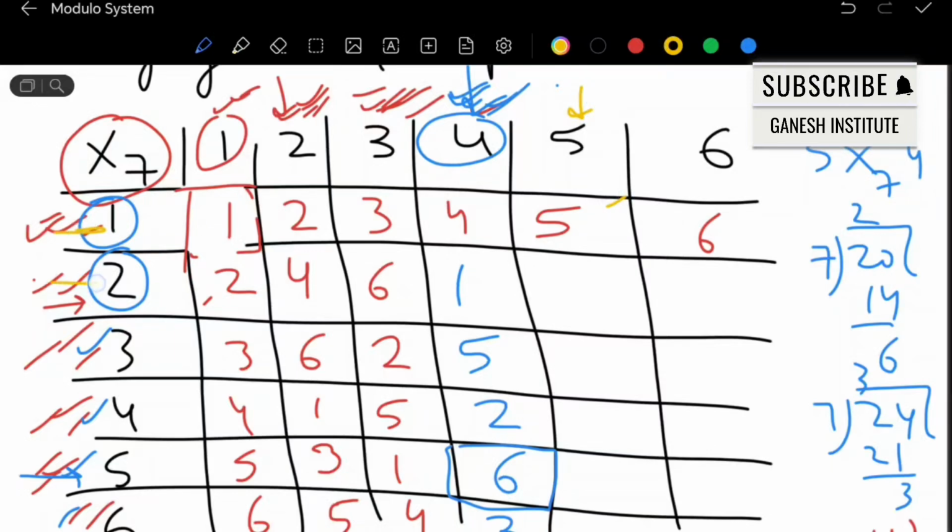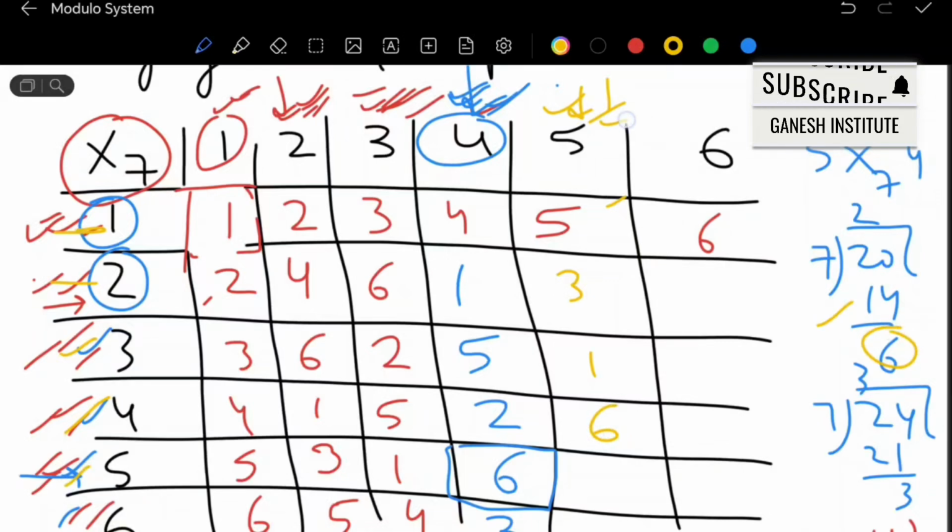You got 5. 5 2s are 10. The remainder is 3. 5 3s are 15. If 15 gets divided by 7, 7 2s are 14. The remainder is 1. 4 5s are 20. If 20 gets divided, you get the remainder as 6.